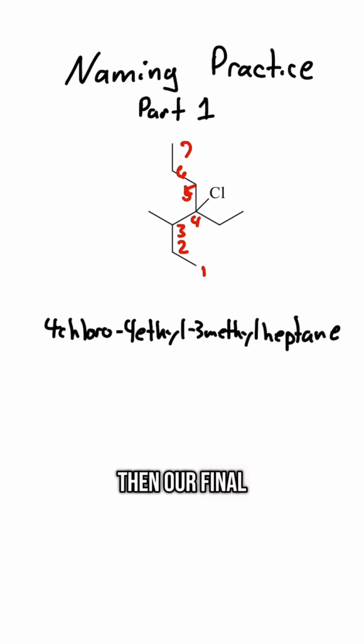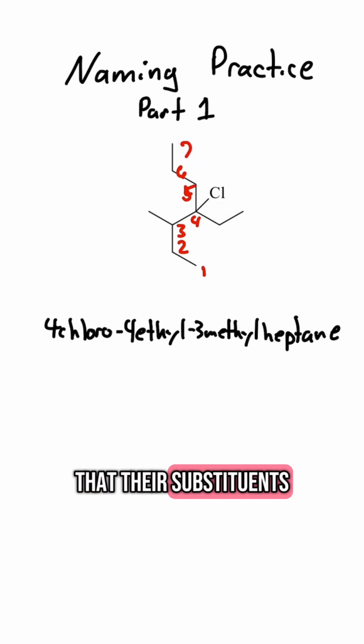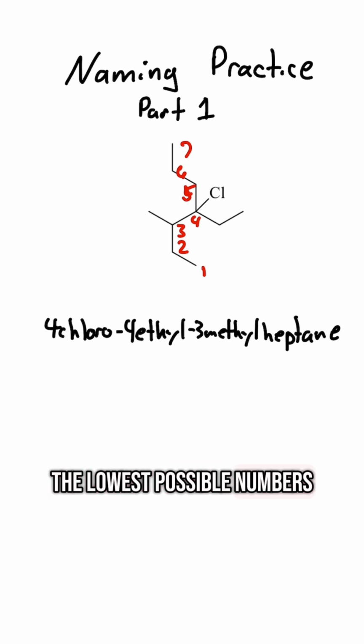So then our final name would be 4-chloro, 4-ethyl, 3-methyl heptane. So just remember, when you're naming these things, find the longest straight alkyl chain in the group, and then list out the substituents, and then number it in a way that those substituents are going to have the lowest possible numbers, and then you list them in alphabetical order.